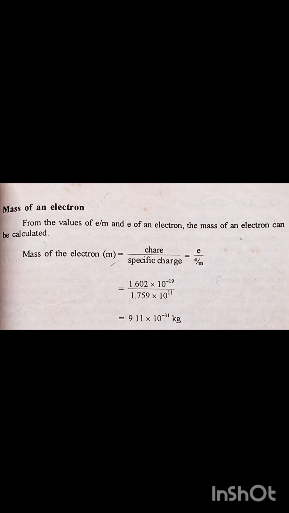Mass of the electron. From the values of e divided by m and e of the electron, the mass of an electron can be calculated. Mass of the electron m equal to charge divided by specific charge, equal to e divided by e/m, equal to 1.602 into 10 power minus 19 divided by 1.759 into 10 power 11, equal to 9.11 into 10 power minus 31 kg.